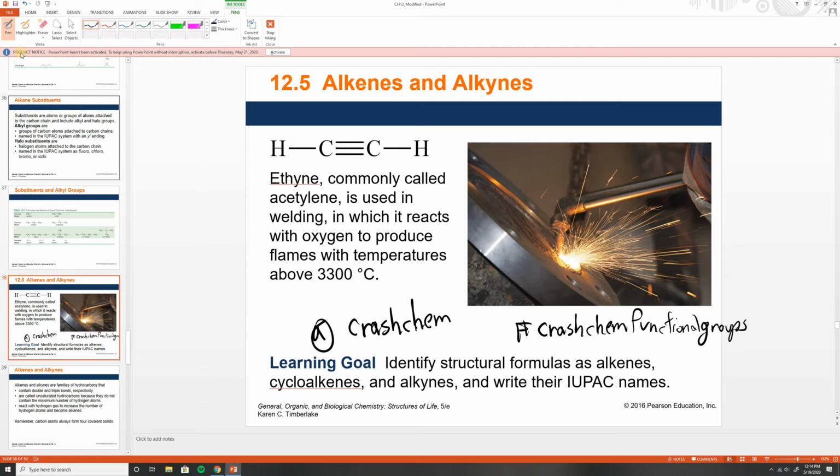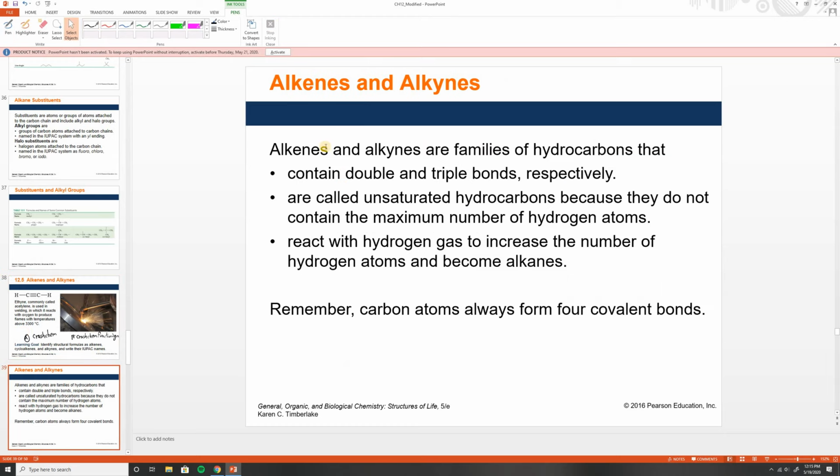So basically the remaining two hydrocarbons that we're going to go over today are alkenes and alkynes. These are the basic hydrocarbons that just have carbon and hydrogen in their structure. So I did mention these before, but basically alkenes are alkanes with double bonds in places rather than single bonds.